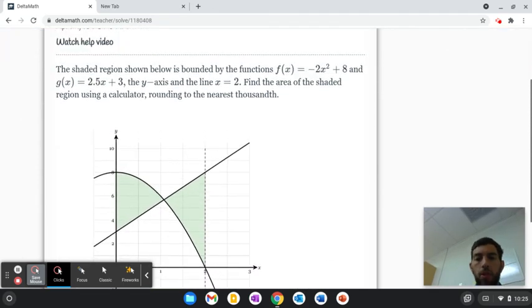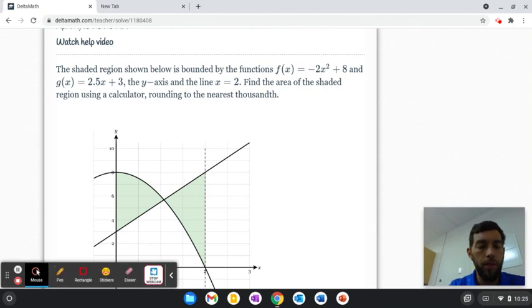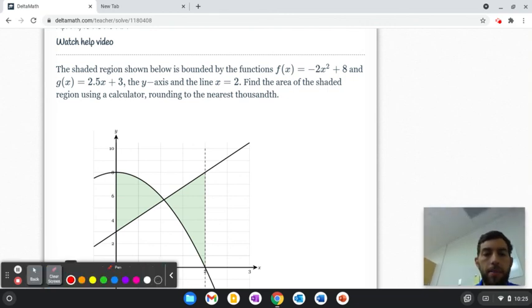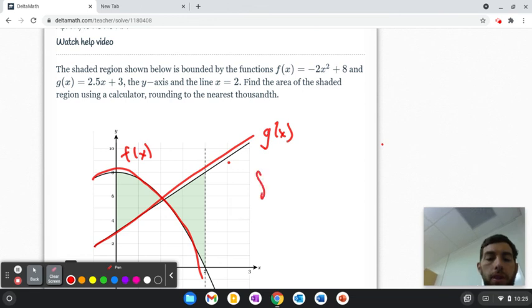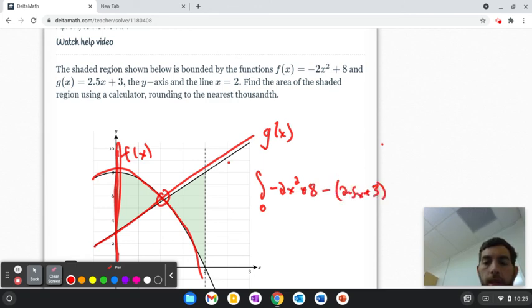All right, let's just set up one more here, show you. So this one, we've got our top function to begin with here is that f of x, because that's a negative 2x squared. And then the bottom function, which switches, is now g of x. So we're going to have our integral from 0 as our first x boundary, right? 0 to, we don't know the intersection point. And f of x, so that's negative 2x squared plus 8 minus g of x, 2.5x plus 3 dx, plus the integral from we don't know up to the line x equals 2.